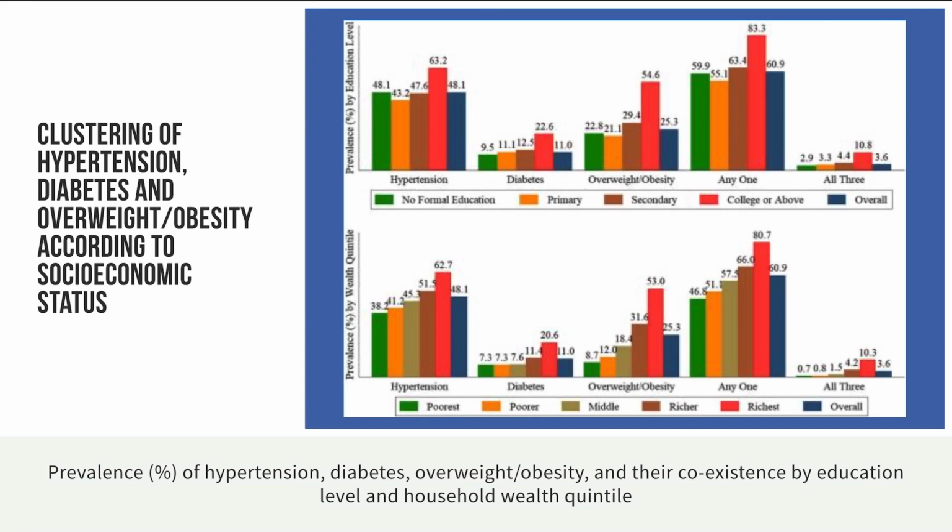In this particular study, they found that higher household wealth quantiles and a higher education level did have a significantly higher prevalence of these conditions. And there were several other studies done in Bangladesh that showed similar findings. Also, what we discussed in the previous slide, the multi-level cross-sectional study done in India, showed that the higher socioeconomic group did have a higher prevalence.